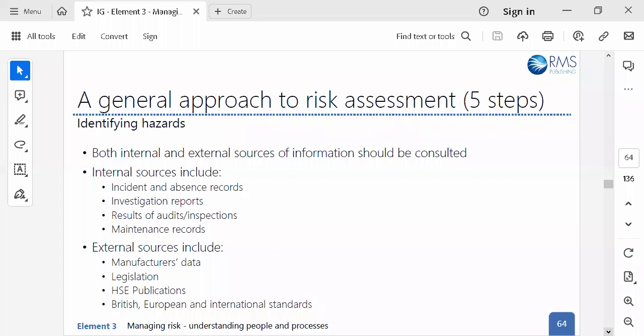Both internal and external sources of information should be consulted. Internal sources include incident and absence records. We will check incident and absence records for internal information, investigation reports, results of audits or inspections, and maintenance reports. External sources include manufacturers' data, legislation, HSE publications, and British, European, and international standards.